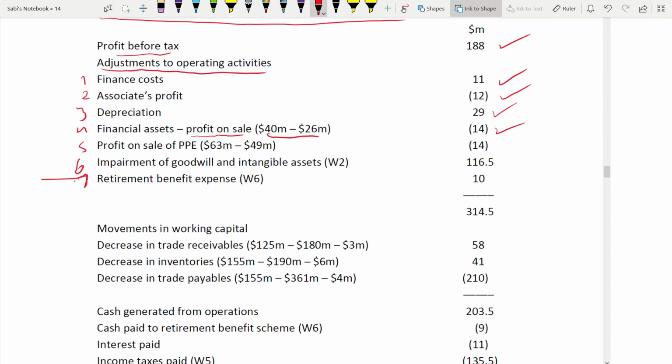Then we have profit on sale of PPE, 63 minus 49.